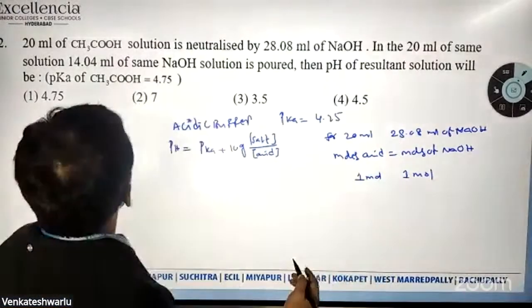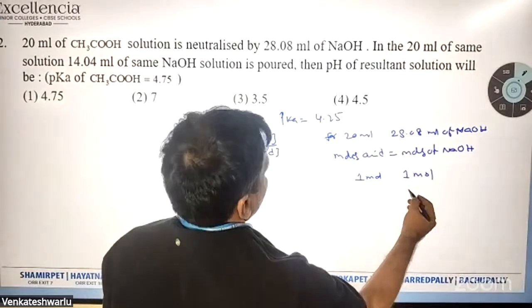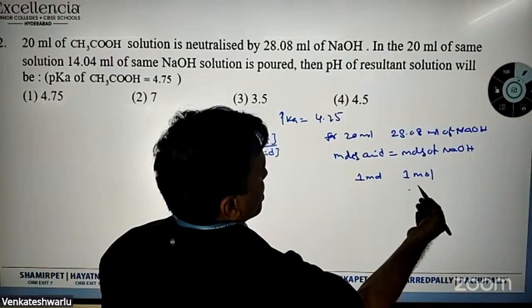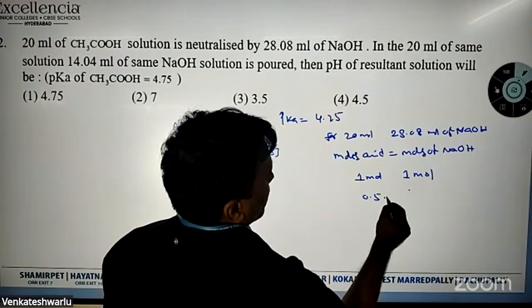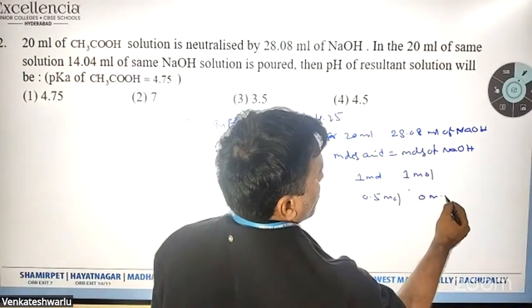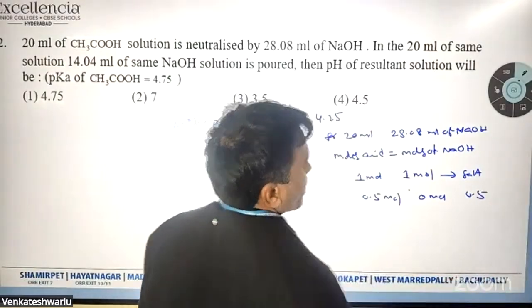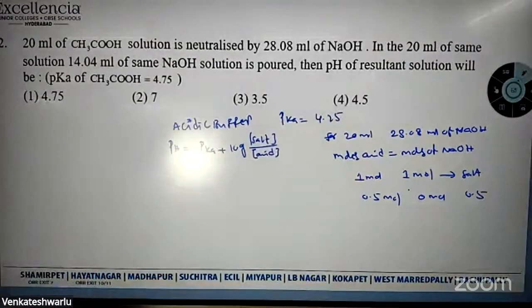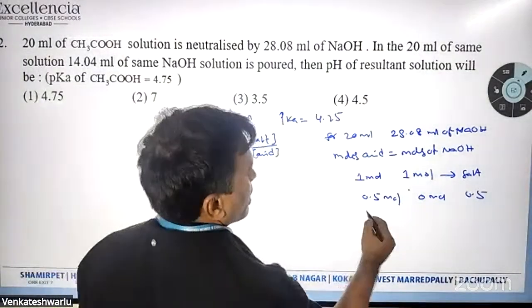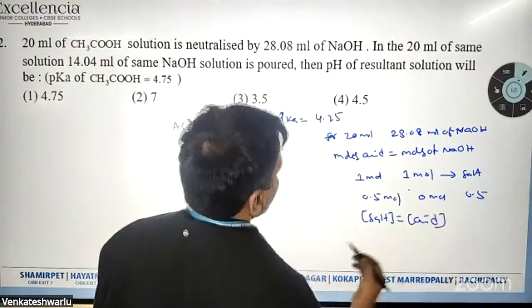But in the second experiment, only half of the volume is taken, that means for 14.04 ml, the NaOH is totally reacted. So here 0.5 mole of acid is present. Now this becomes 0 mole and it gives rise to salt also. So salt is 0.5. Means the first one is complete neutralization. The second one is half of the neutralization. Half of the neutralization means here salt concentration is equal to acid concentration, right?